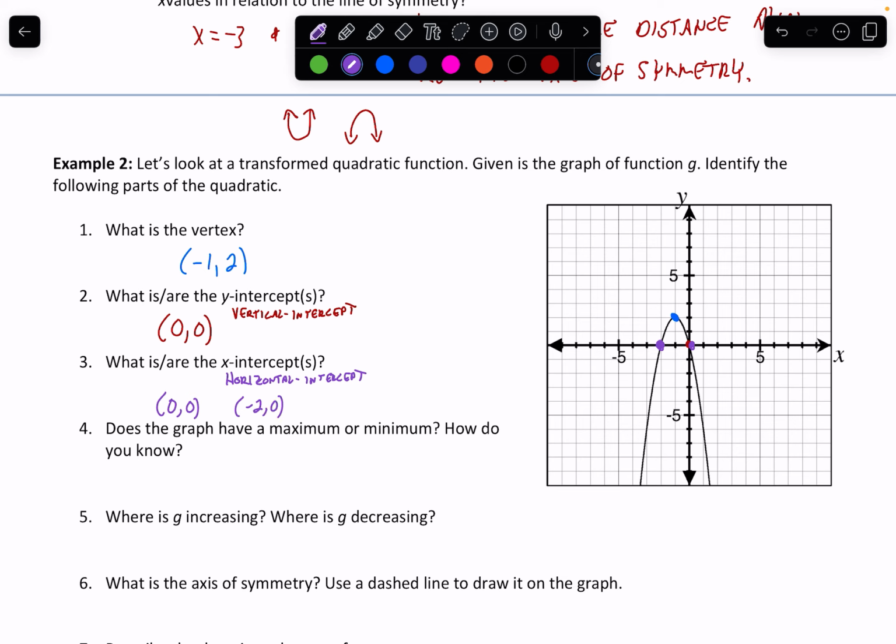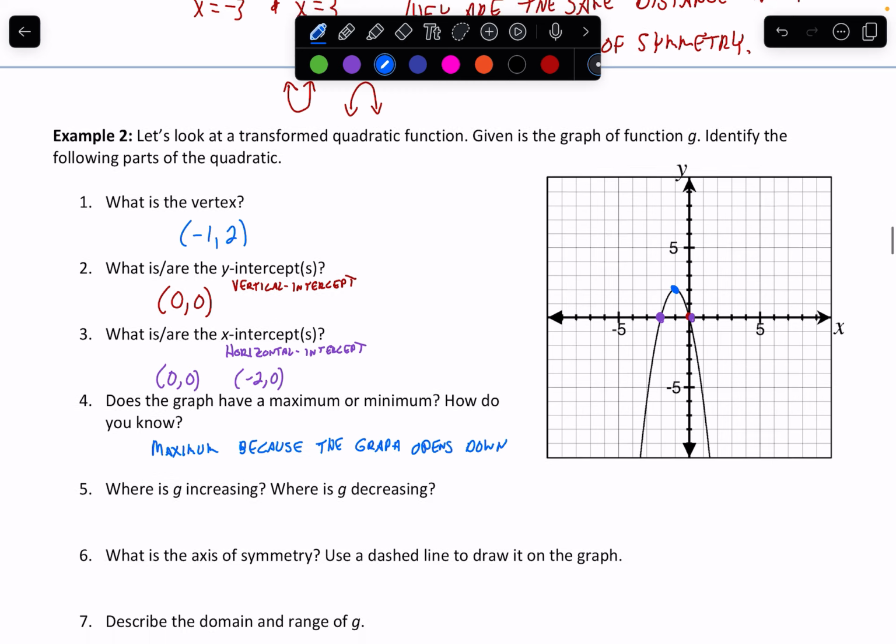Does the graph have a maximum or a minimum? How do you know? Well, that goes back to number 1 with the vertex, because the vertex is going to be your max or your min. In this case, we have a maximum. How do I know? Because the graph opens down.